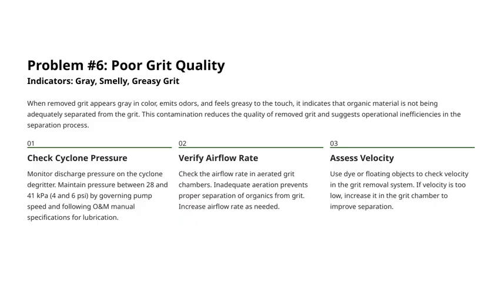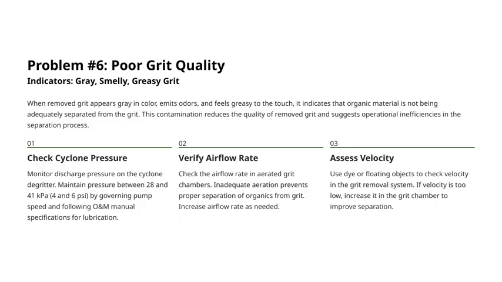It's important to monitor the discharge pressure on the cyclone degritter and keep it between 28 and 41 kPa, or 4 to 6 psi. We can do this by adjusting the pump speed and following the lubrication guidelines outlined in our operations and maintenance manual.